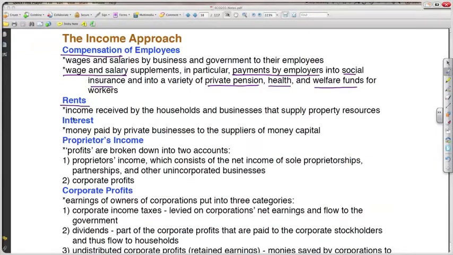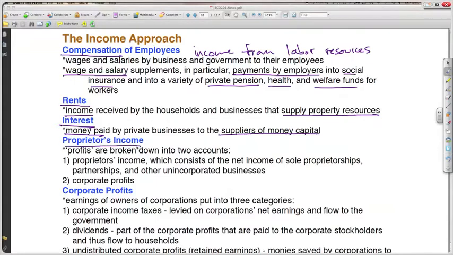Rents would be income from supplying property resources. Compensation of employees would be income from labor resources. Interest is from people that supply capital, money capital that is. Whenever you have to pay interest on a loan, it's because you've borrowed money. If you're on the other end of that and you lend someone some money, then you gain interest on that money that you lent out.